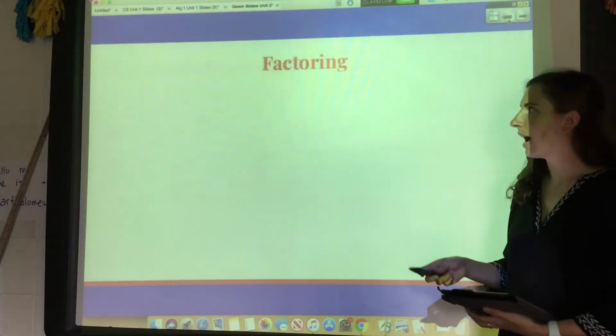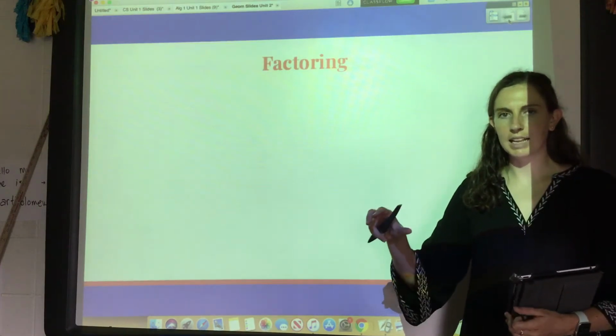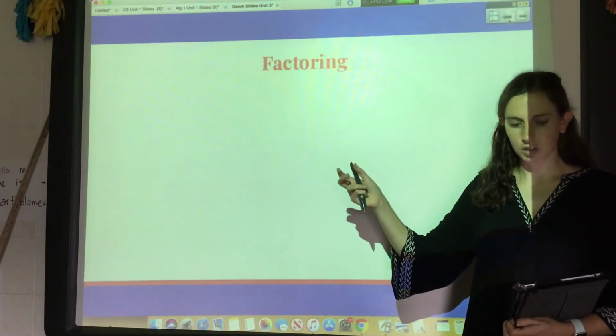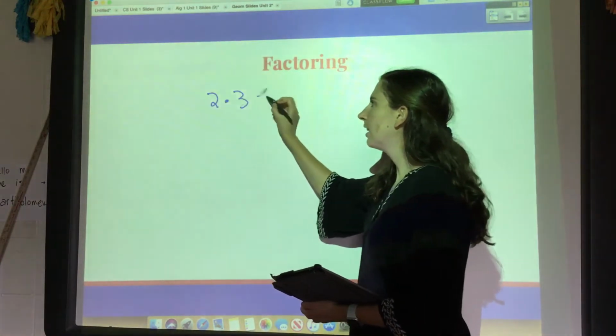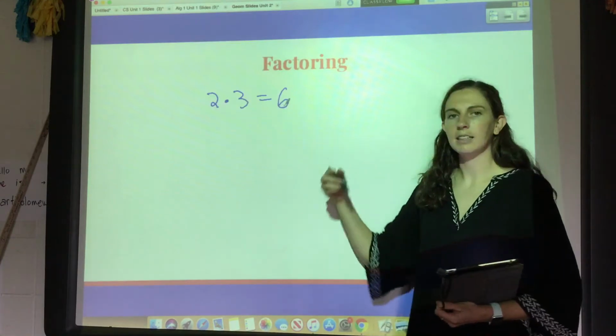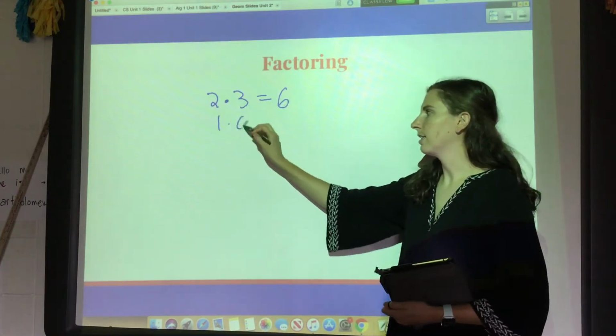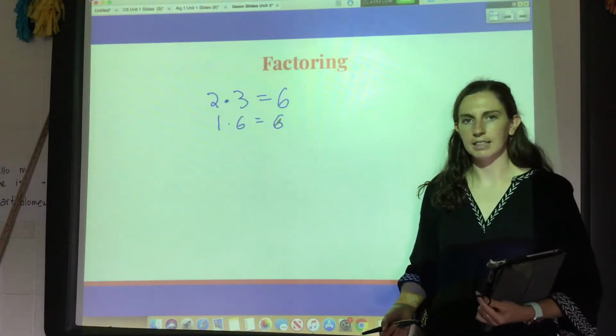Just remember, factors are numbers or expressions that you can multiply together to get a certain quantity. For example, 2 and 3 are factors of 6 because I can multiply them together to get 6. 1 and 6 are also factors of 6 because I can multiply them together to get 6.